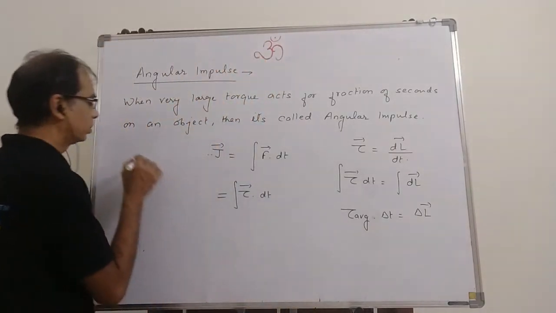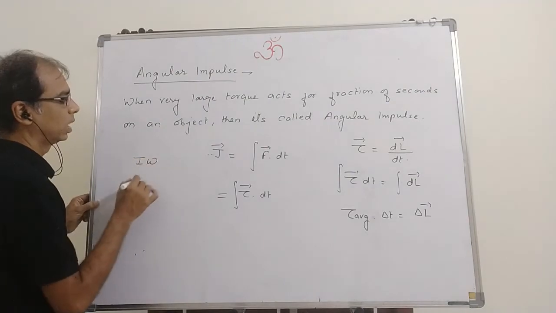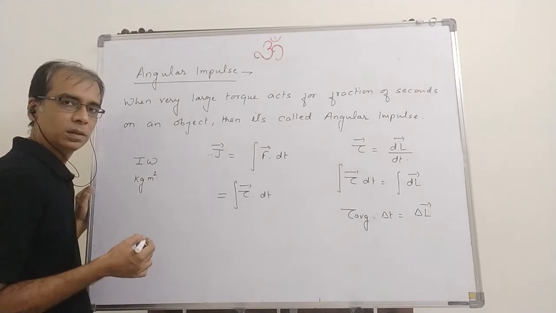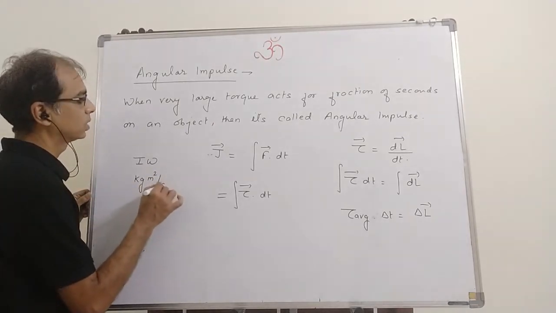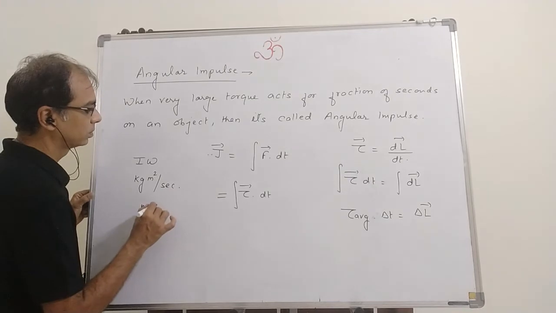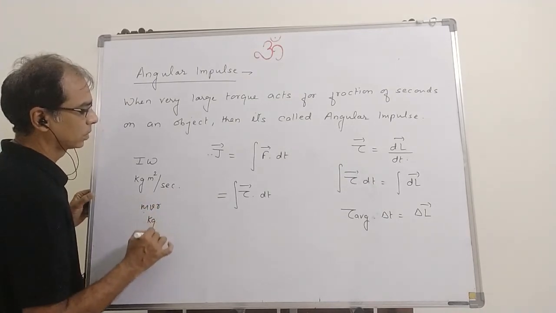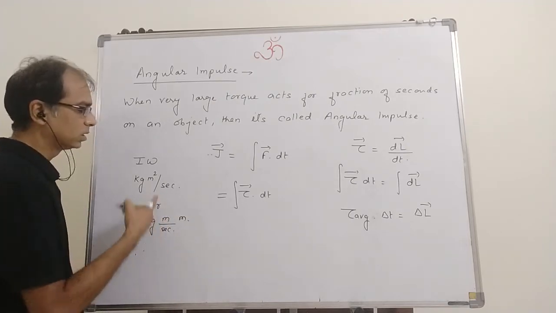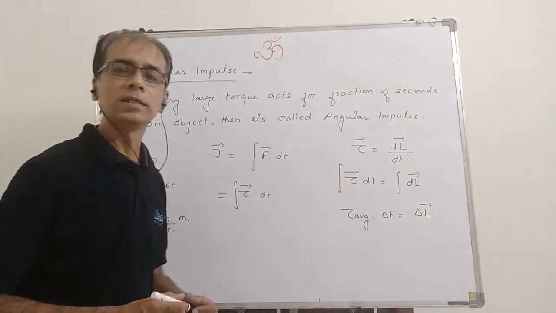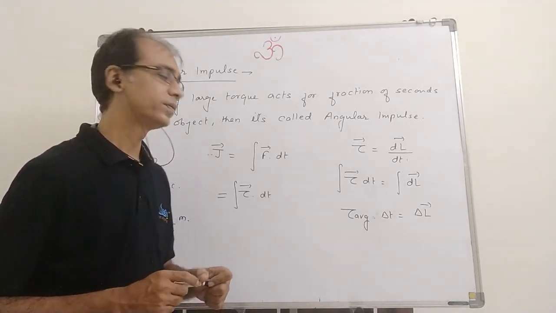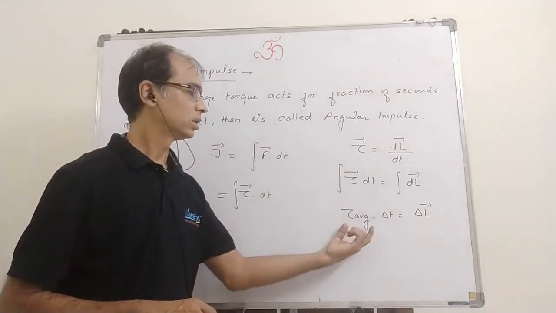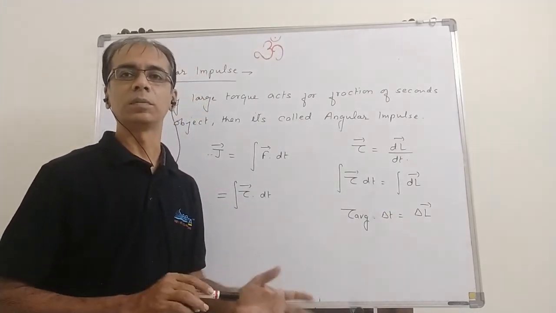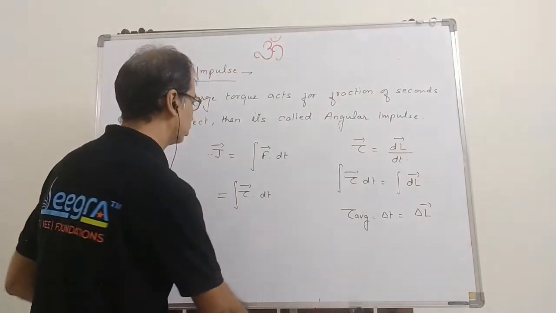Because angular momentum is I omega. I is kg meter square, and omega is radian per second. Radian is not considered, so per second. Or you can say MVR, kg meter per second into meter, kg meter square per second. So the unit is kg meter square per second. Or if you want to write it in terms of Newton, then this is Newton meter second. Whichever is convenient to you, you can use.